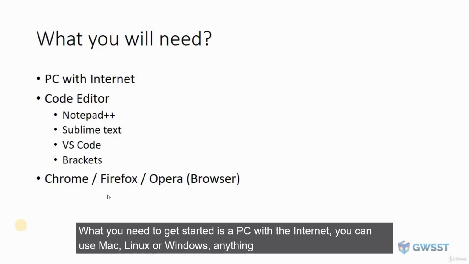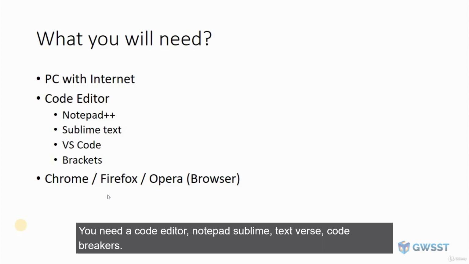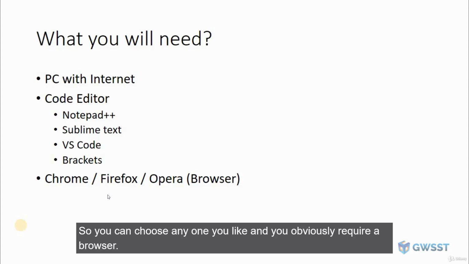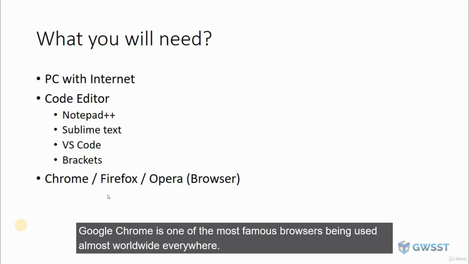What you will need to get started is a PC with internet. You can use Mac, Linux, or Windows. Anything is fine. You will need a code editor: Notepad++, Sublime Text, VS Code, Brackets, and there are so many other code editors out there, so you can choose any one you like. And you'd obviously require a browser. My personal recommendation would be to install Chrome. Google Chrome is one of the most famous browsers being used almost worldwide.